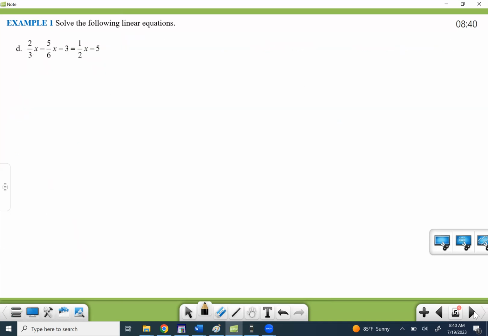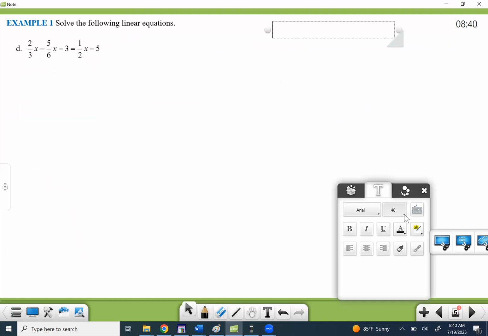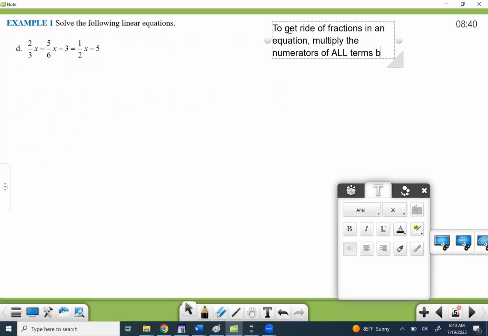Okay, so here's another case of you don't have to work with it like this if you don't want to. Okay, most people don't like fractions. So let's just talk about how to get rid of the fractions, so that you never have to work with them again, as long as it's an equation. To get rid of fractions in an equation, multiply the numerators of all terms by the LCD.